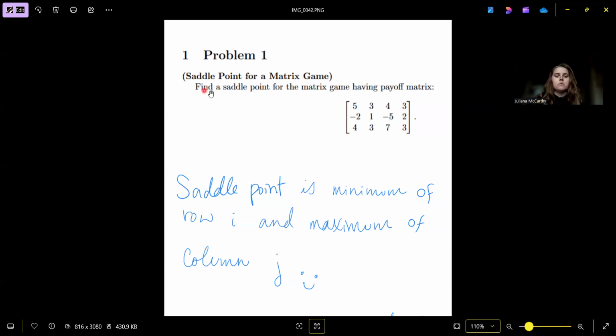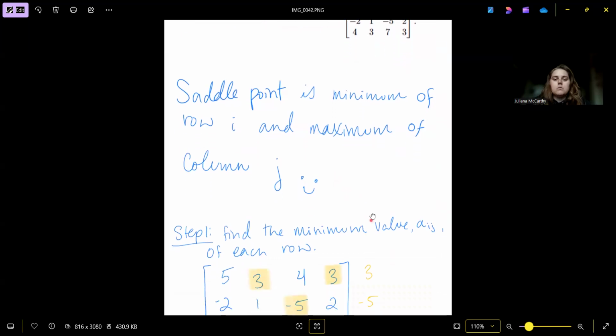For problem 1, they want us to find a saddle point for the matrix game having payoff matrix, and this is the given matrix. So we know that the saddle point is the minimum of row i and the maximum of column j. And so we're just gonna break that apart.